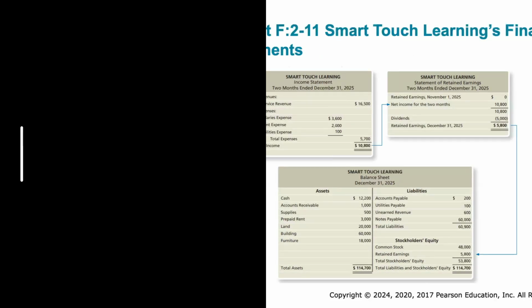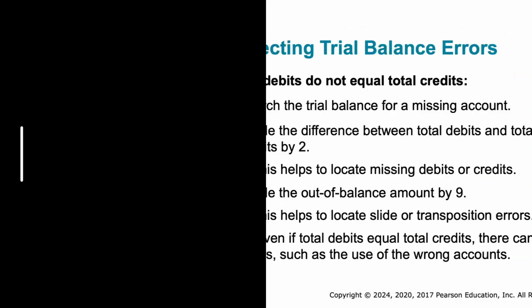Now we can look at our financial statements: the income statement, the statement of retained earnings, and then our balance sheet. The income statement tells us our net income, which moves over to the statement of retained earnings. It moves us over to our retained earnings, which falls under stockholders' equity, which falls in our balance sheet.